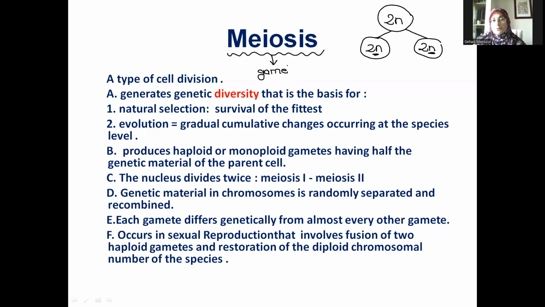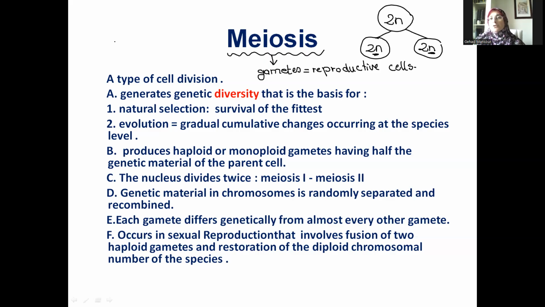Gametes have another name, and gametes are also called reproductive cells, just because the fusion of gametes is an essential process in sexual reproduction. And that's why usually gametes are haploid, meaning that they have half the number of chromosomes.